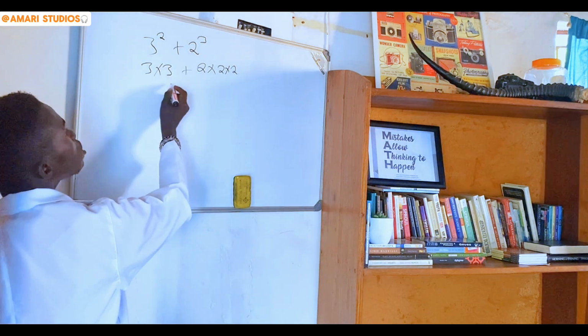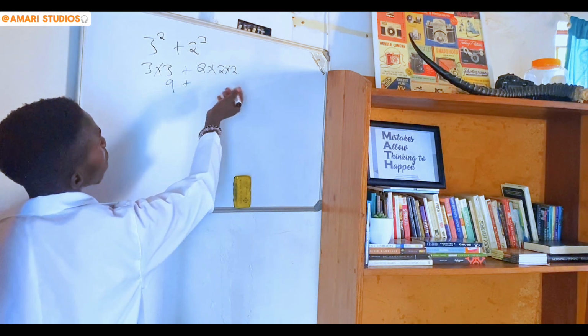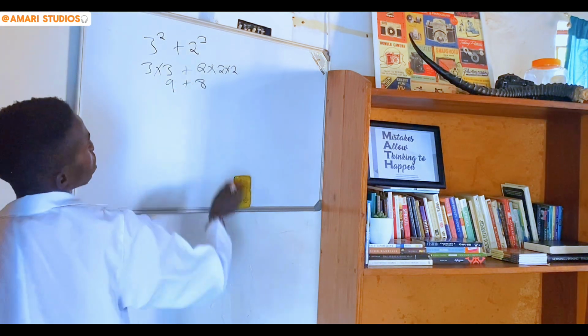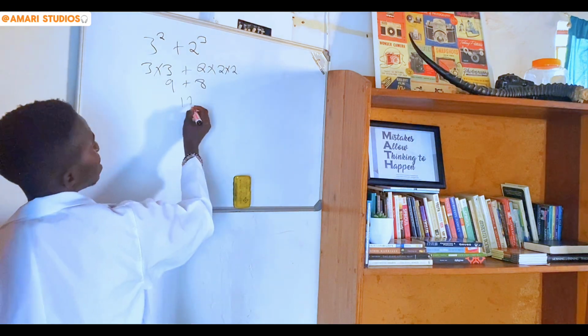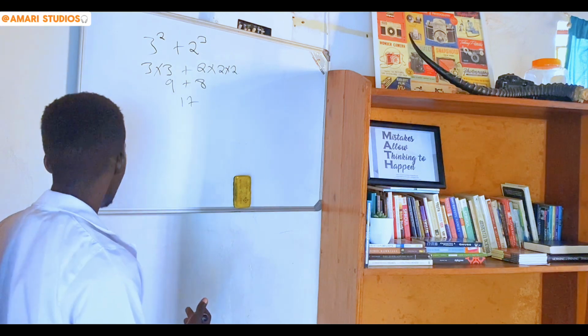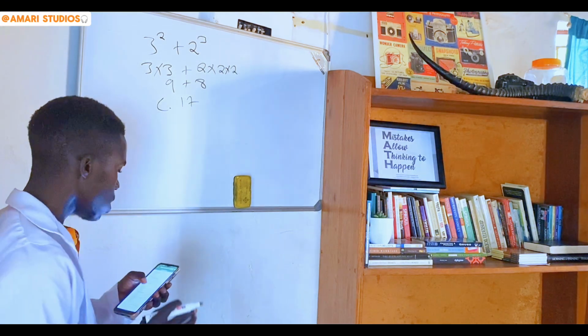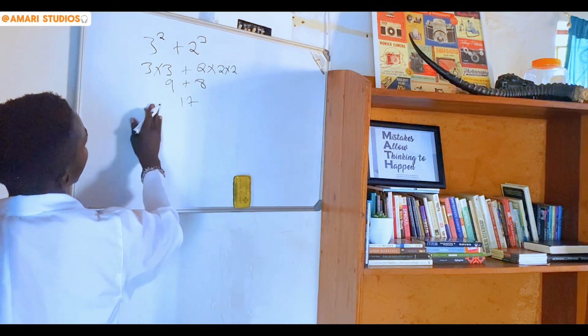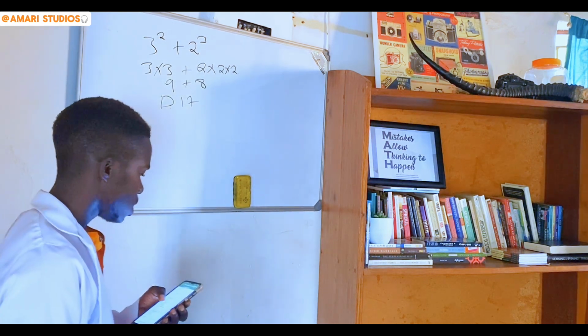So now 3 multiplied by 3 is actually 9. Then 2 multiplied by 2 multiplied by 2 is actually 8. So now when you add 9 plus 8, you're actually going to get 17. So meaning that in our first question of section A, our final answer there, according to our past paper, was actually D, which in this case is 17.